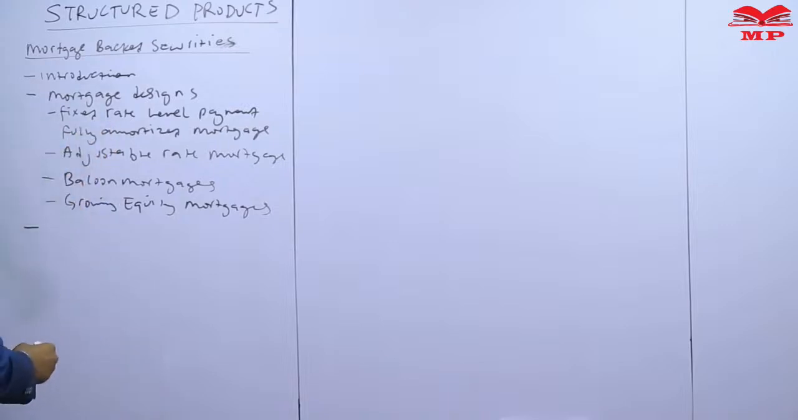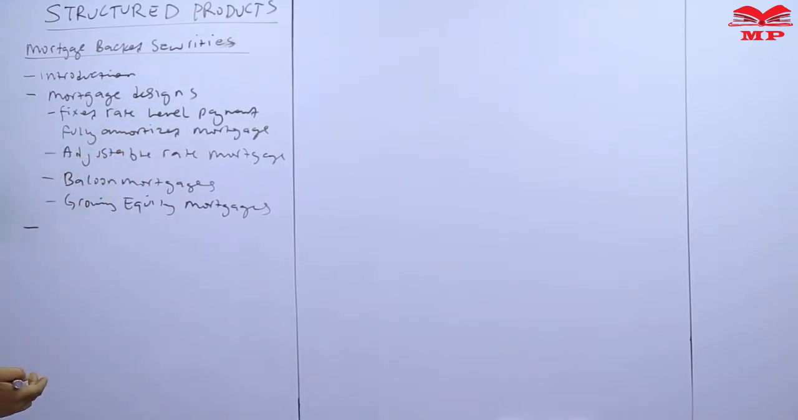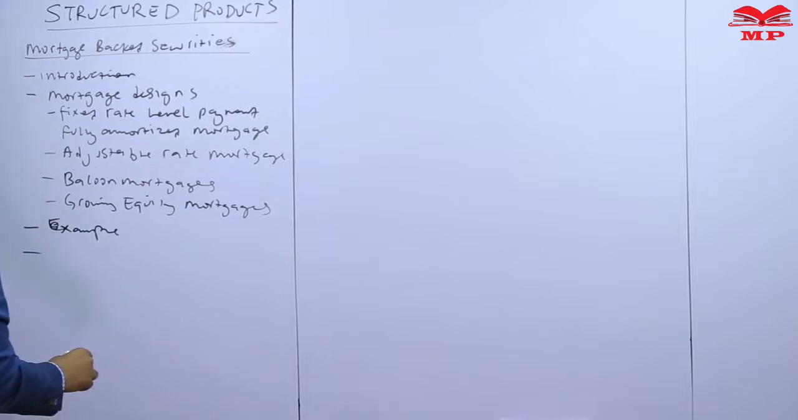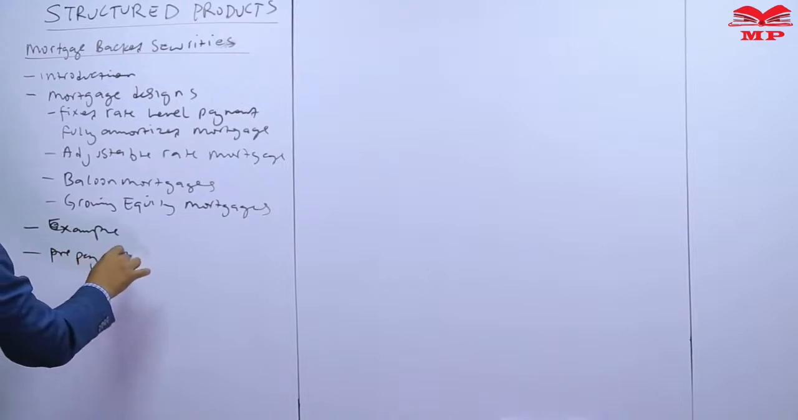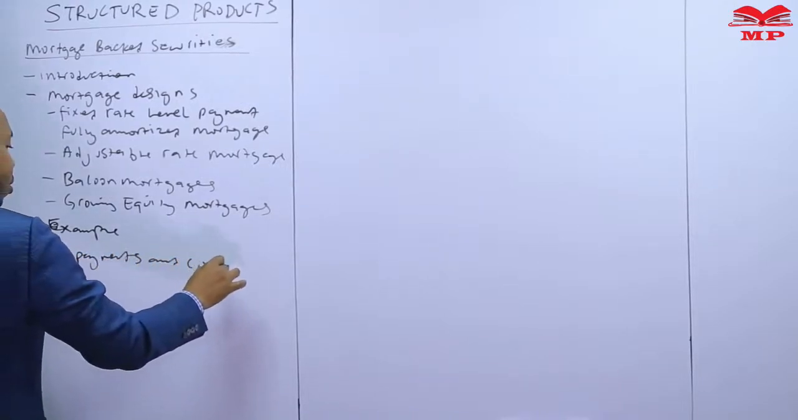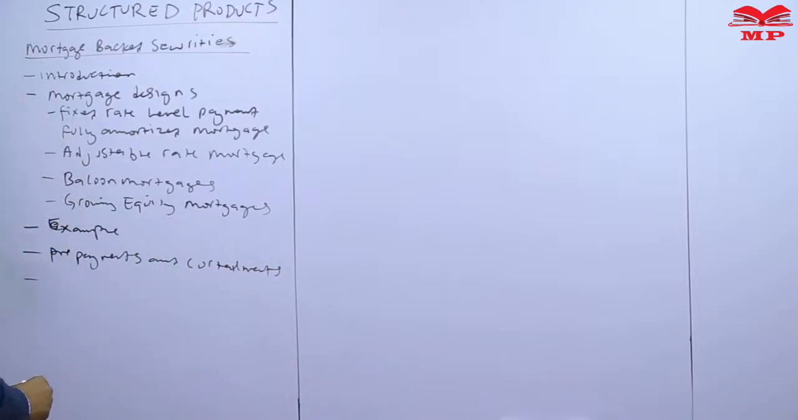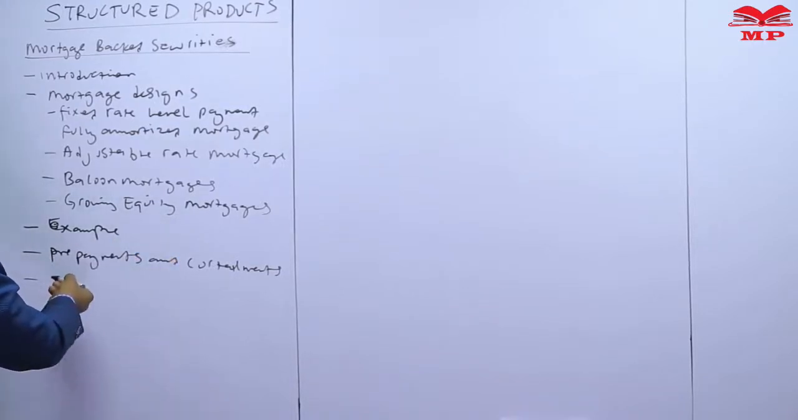Once we've looked at the types of mortgage designs, we will have a calculation that is going to explain to us how a fixed rate level payment fully amortized mortgage actually works. So we'll have a computation example right there. Then we will move ahead and look at prepayments and curtailments. Once we've looked at those, we will look at the mortgage pass-through securities.